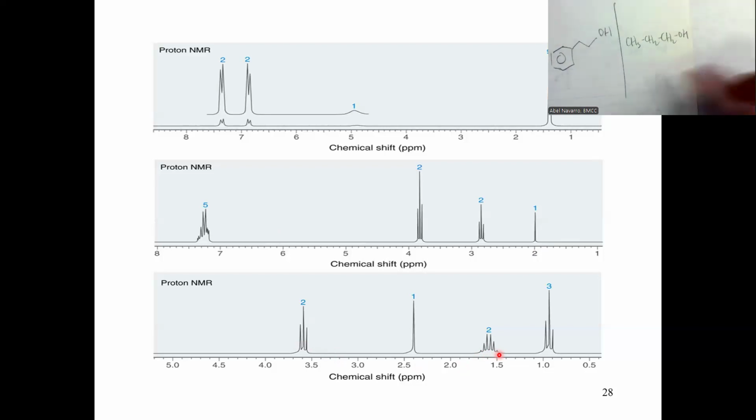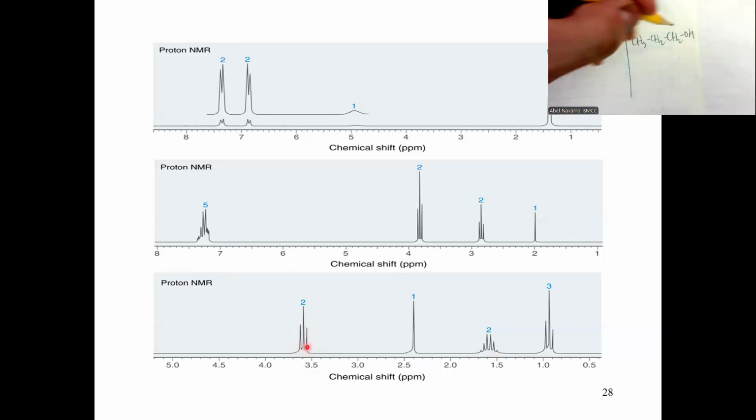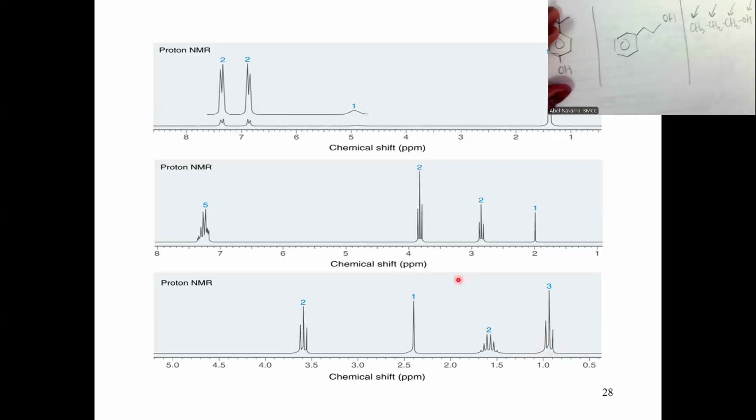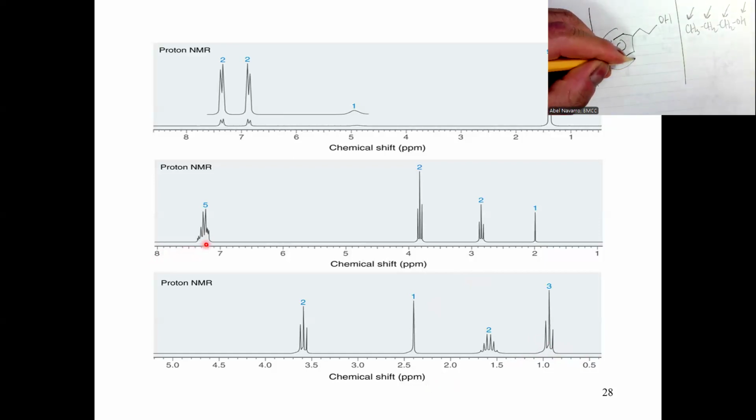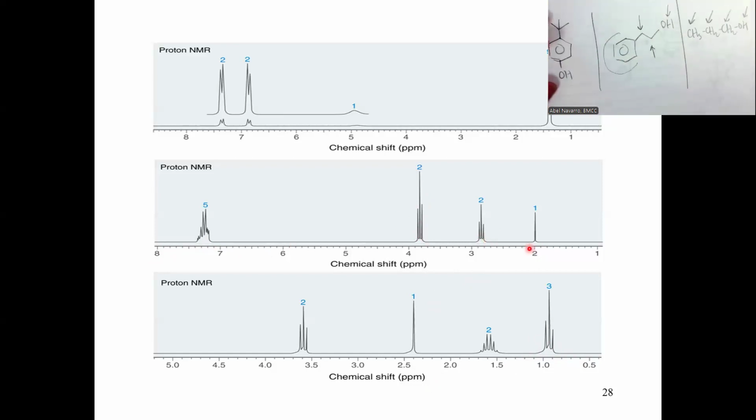Propanol. Yeah. This one right here is this one. This one is the alcohol. This one is this one. And this CH3 is this one. These 5 H's are the aromatic, right? This one will be the most deshielded. Then this one should be this one. And of course, the alcohol is the 1H.